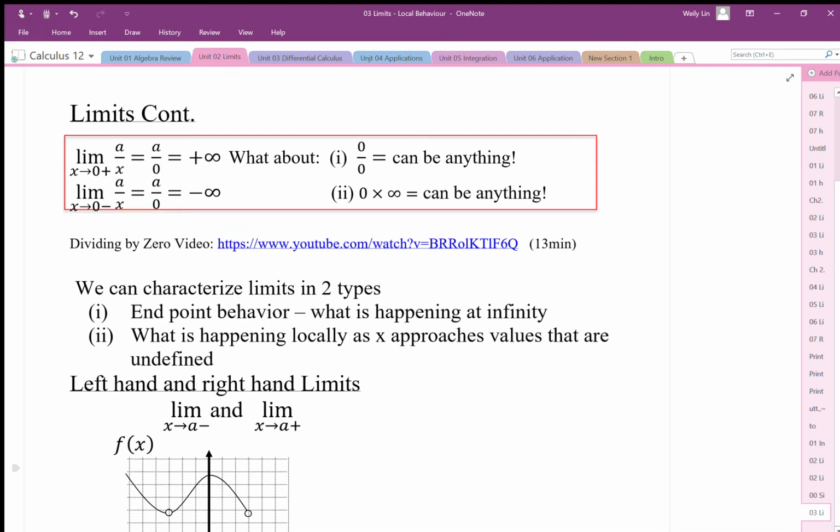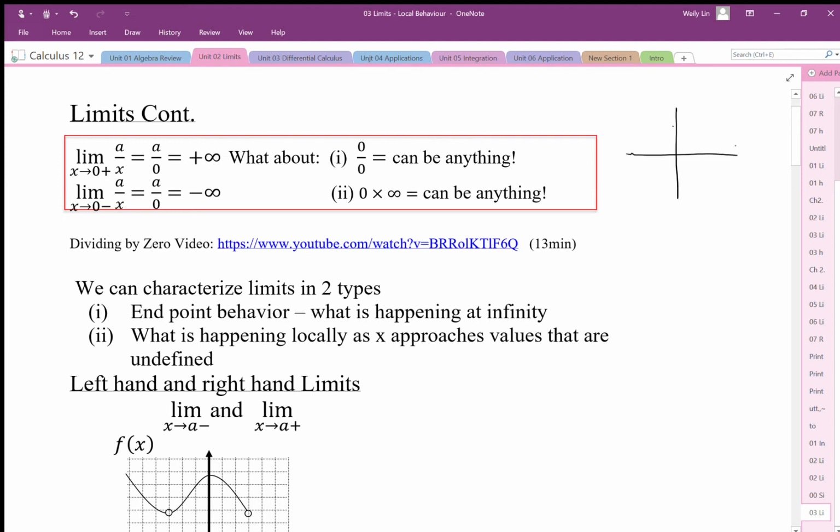So we're going to continue looking at limits, and again we want to highlight a few things in that when we divide by 0, we have to be careful from which side of 0 we're dividing by, because as we divide from the positive side, our limit is going to be positive infinity, and as we divide from the negative side, it's going to be negative infinity.